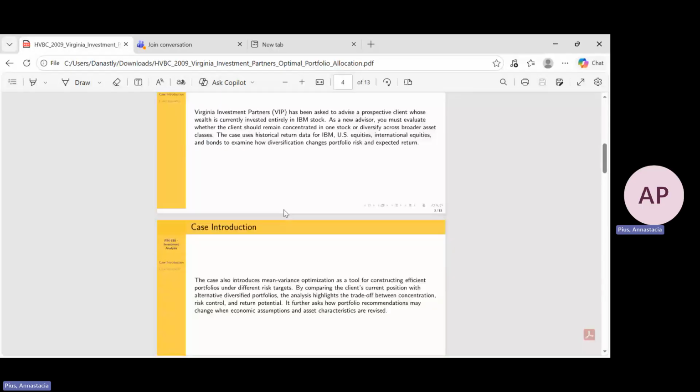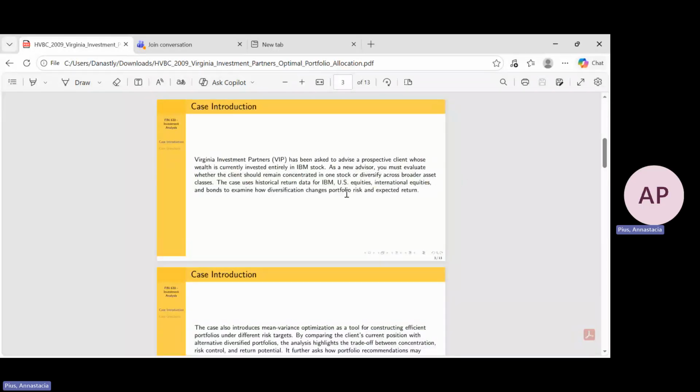So we will start with the questions. So there was the first question of the assignment. The assignment was to assess. I am assuming that now I am the advisor.